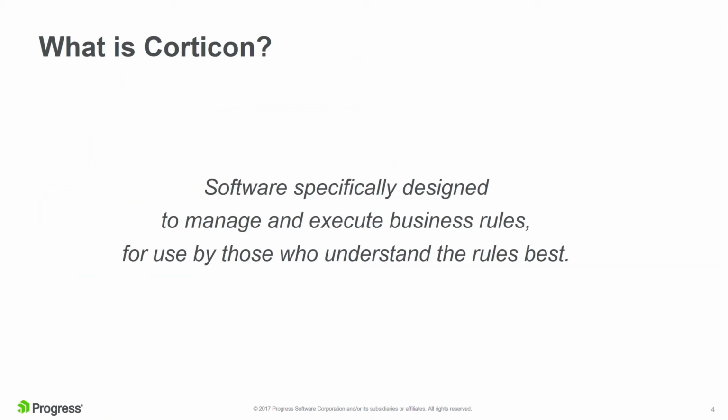So what is Corticon? Corticon is software very specifically designed to manage and execute business rules. And it's intended to be used by those who understand the rules the best. Now, this last part seems like an afterthought, but it's really not. It's a very important part about business rule management systems in general, and Corticon in particular.